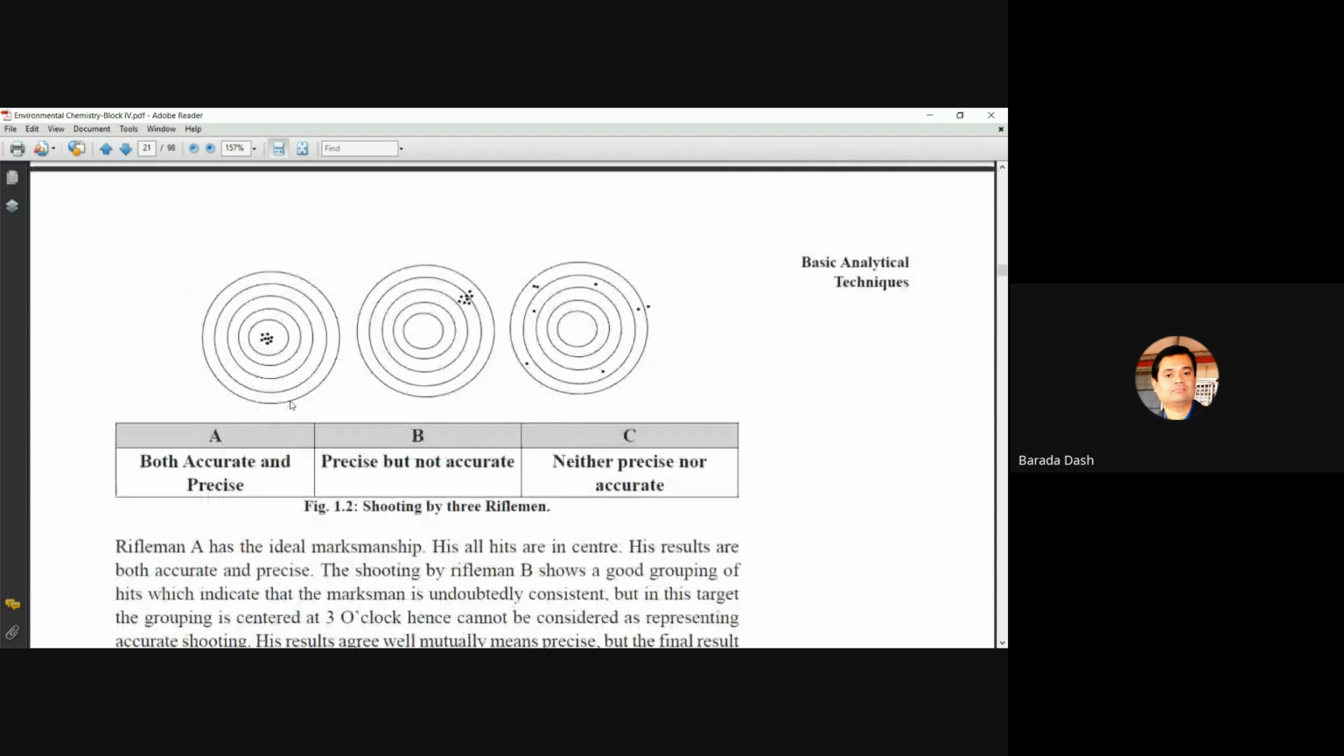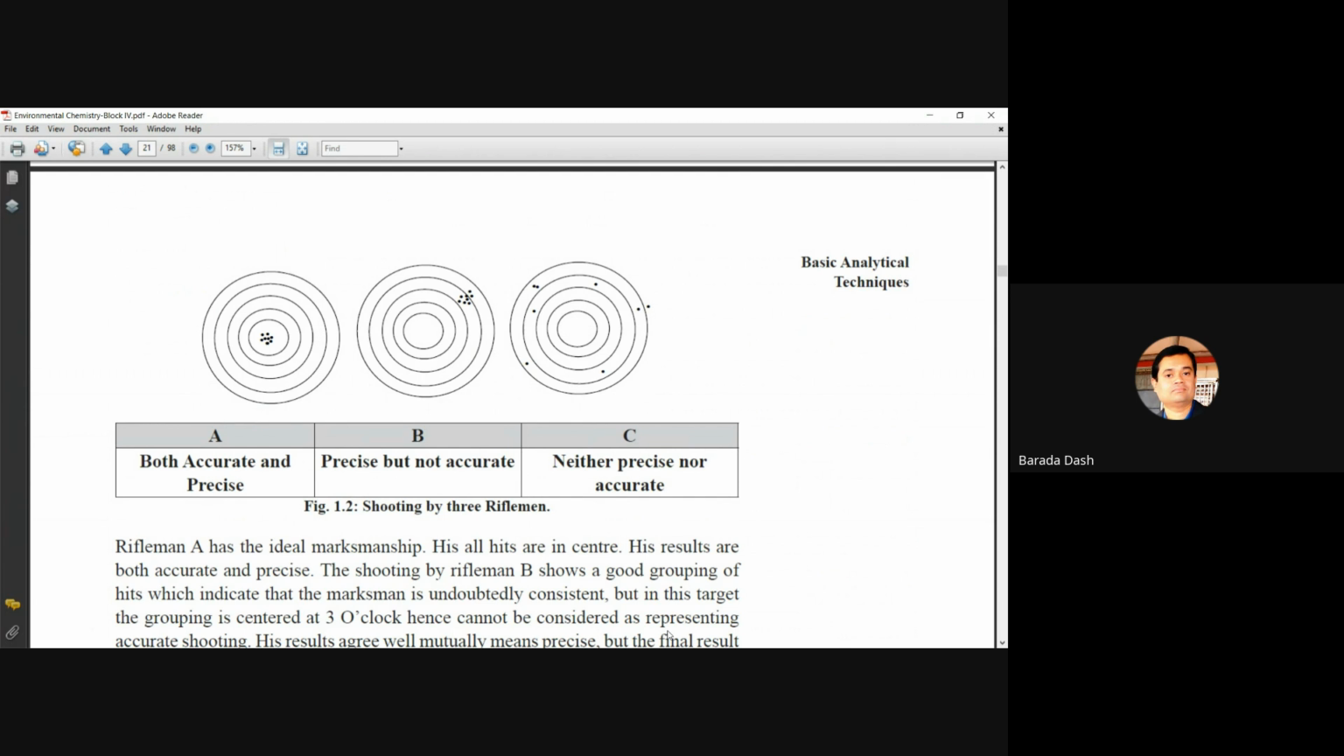See A, there are 5 or 6 data points inside the inner circle A. It is like shooting. When a person or an athlete is shooting at a target, if most of the shots are within the inner circle, that means the inner circle is the target, and you are hitting inside the inner circle.